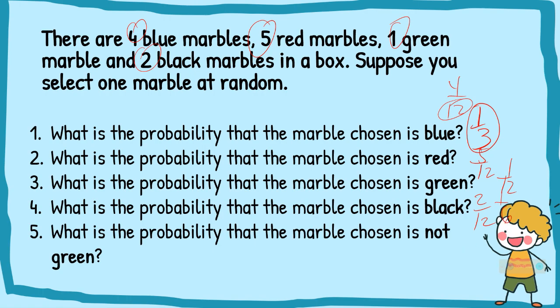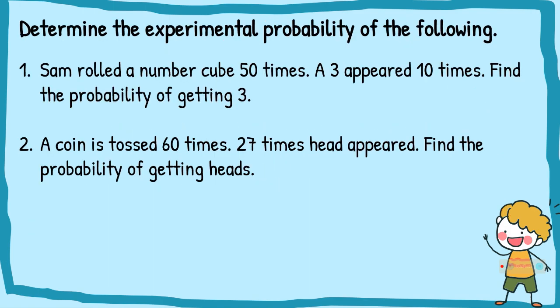Next, what is the probability that the marble chosen is not green? Yes, we have 11 out of 12. So you will just add. Since we have 1 green, you will just add 4, 5, and 2. So that's why we have 11 out of 12. Question? Next, determine the experimental probability of the following.